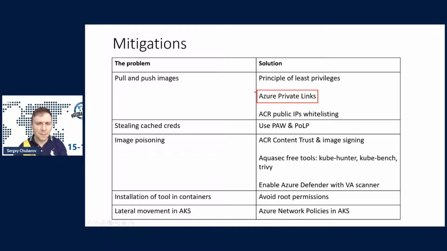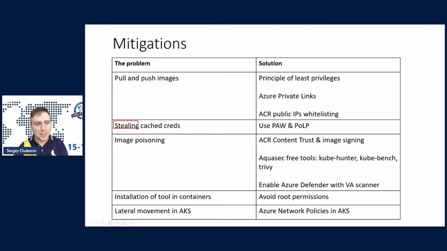If that doesn't work for you, what you can also do is whitelist public IP addresses. What does it mean? It means that you can pull or push images only from specific public IP addresses, not from anywhere. That's all for the container registry.